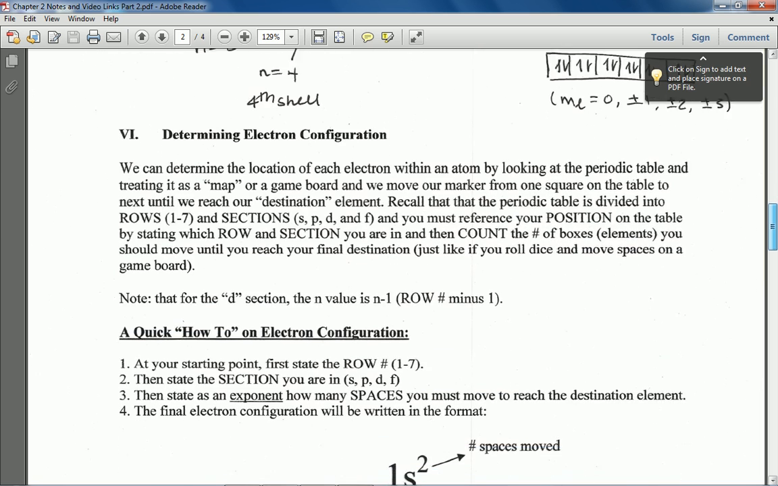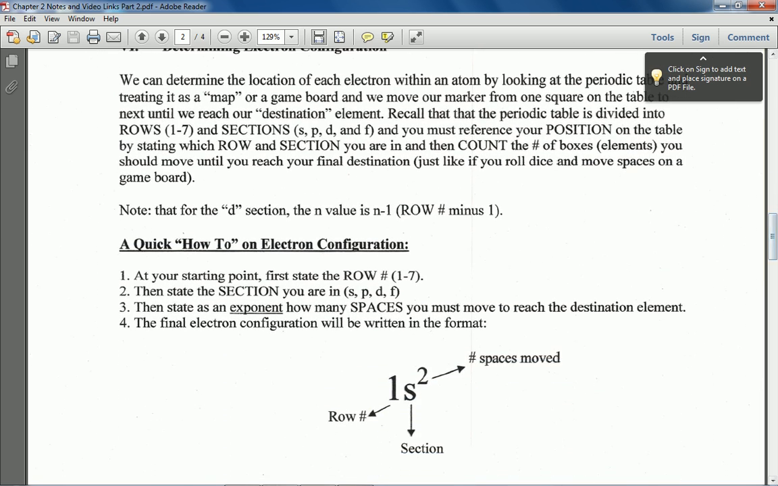All right, so let's move on to determining electron configuration. Please go ahead and review this section and the how-tos, and of course this section on how we will determine electron configuration and the format in which it is appropriate to write, meaning first give the row, then the section, and again notice we're using the letter designation, and then the number of spaces moved in exponential form. And then you can click on the second link for part 3, and we will then move forward and do some examples of how we can actually write electron configuration.